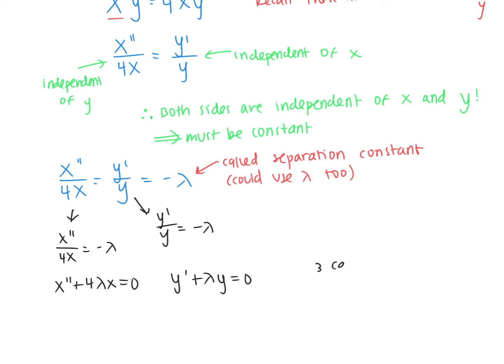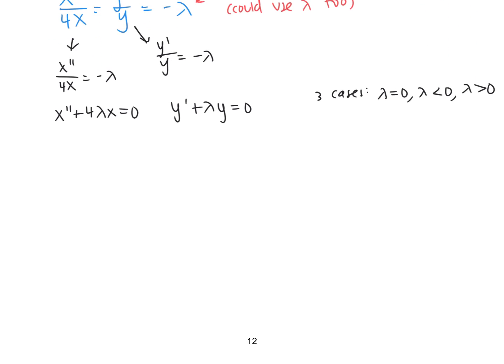Now, of course, there's three cases that we have to consider. That lambda could be equal to 0, that lambda could be less than 0, and that lambda could be greater than 0. So that's where we're going to go next, considering each of those cases separately. Starting with case 1, where lambda is equal to 0, those two equations become x double prime equals 0 and y prime is equal to 0.